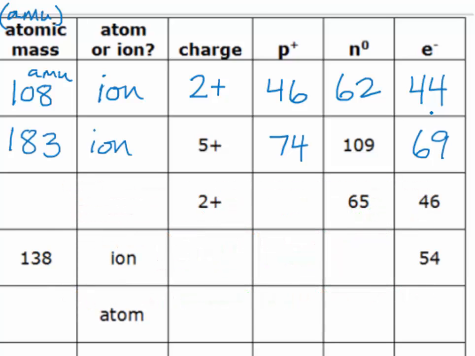Protons are greater than electrons when the charge is positive. Protons are less than electrons, or you could say electrons are greater, when the charge is negative. And we'll look at an example like that as well. Hopefully those two make sense to you.